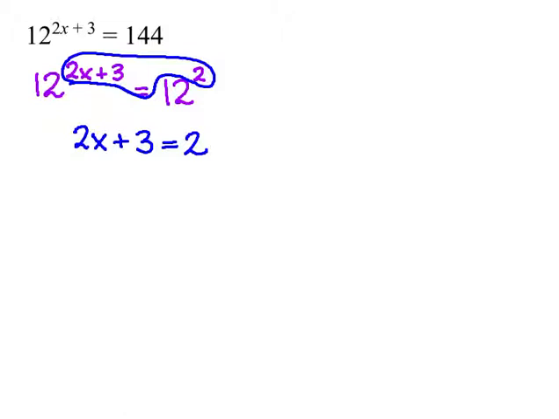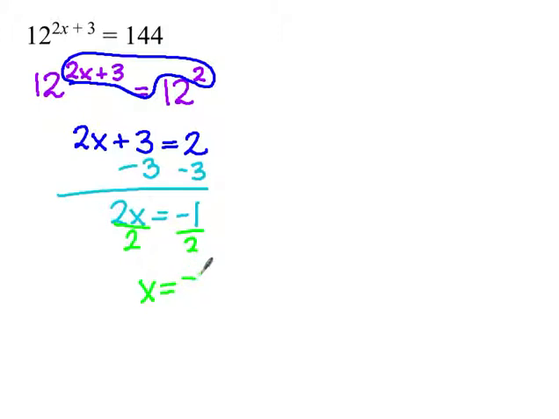So what do I need to do now? Subtract 3. Good. So I get 2x equals negative 1. Now what do I do? Divide by 2. So what does x equal? Negative 1/2. There you go. Good job. So do you see how those equations work?